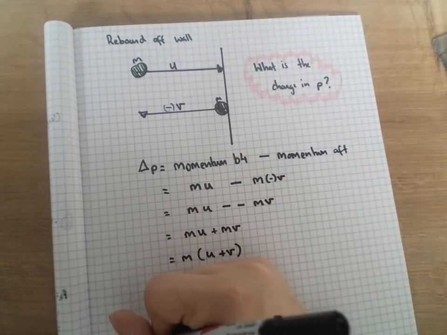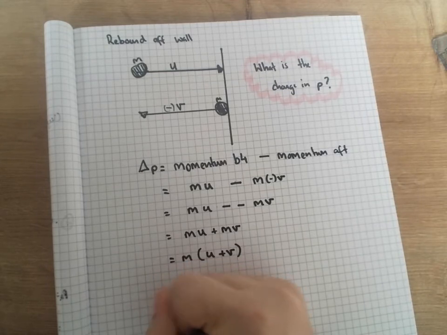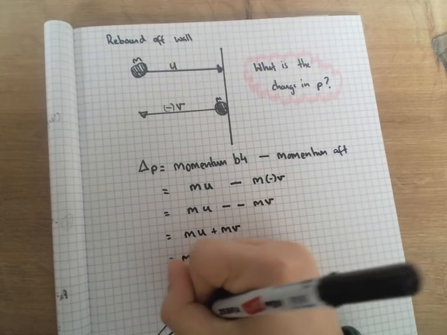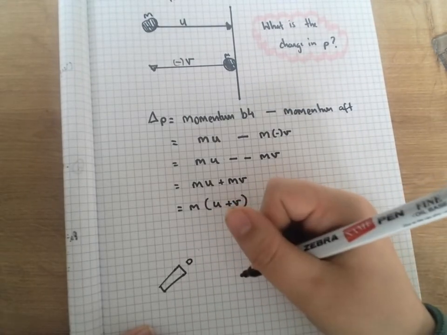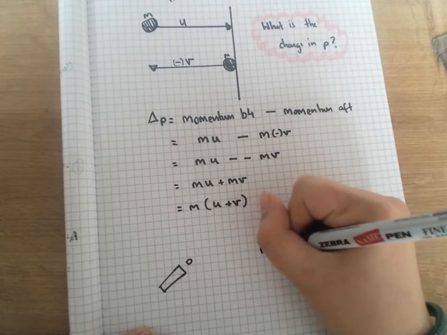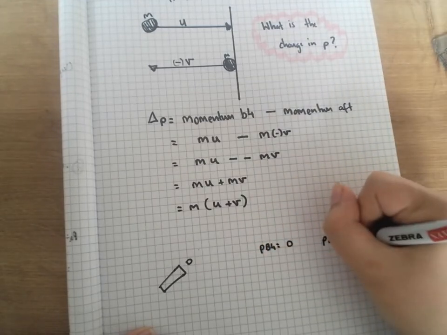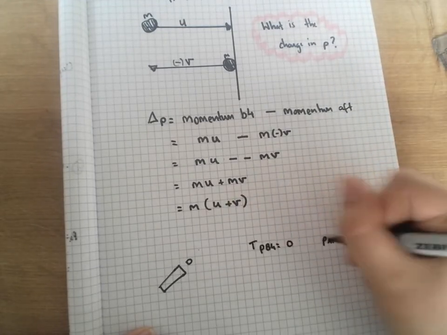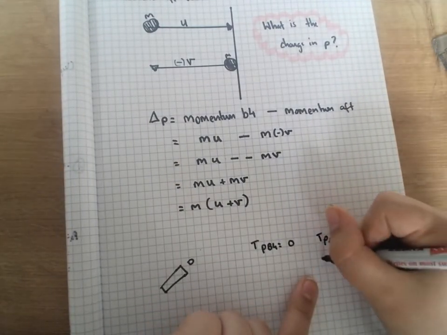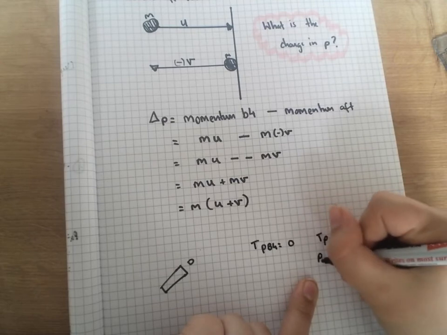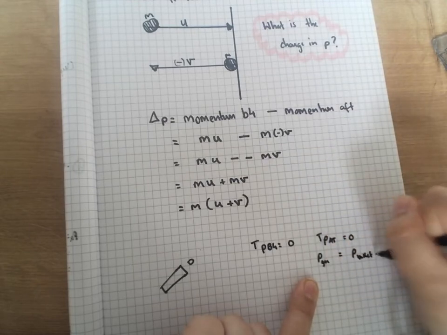We also have ones, for example, I'm just going to show you a quick explosion. So we might have a gun firing out a bullet. If I have a gun firing out a bullet, before, they're both stationary, so the momentum before is going to equal 0. So the total momentum after has also got to equal 0.